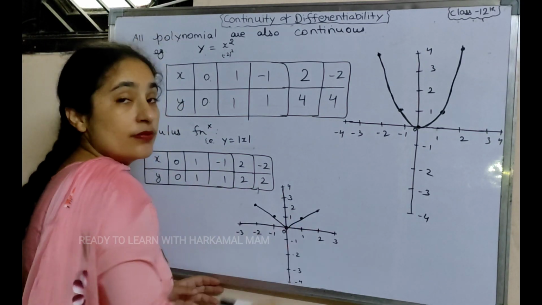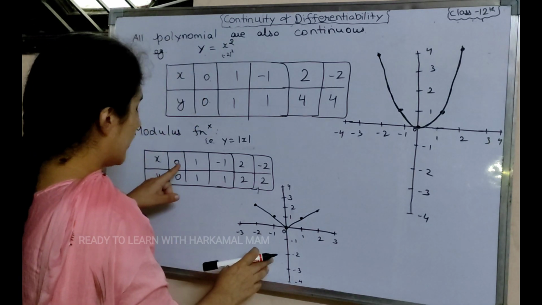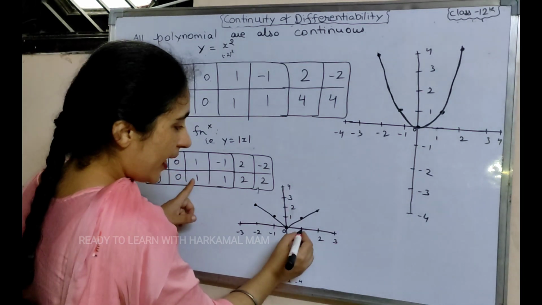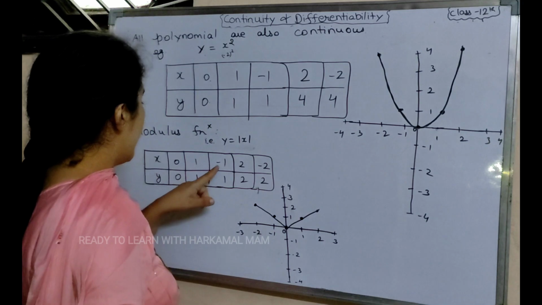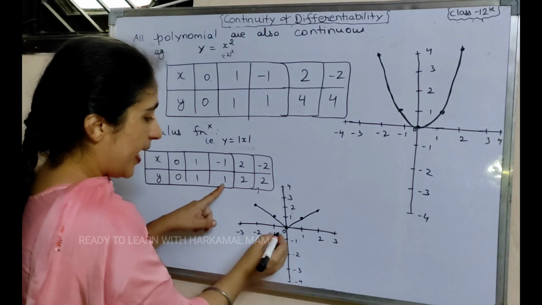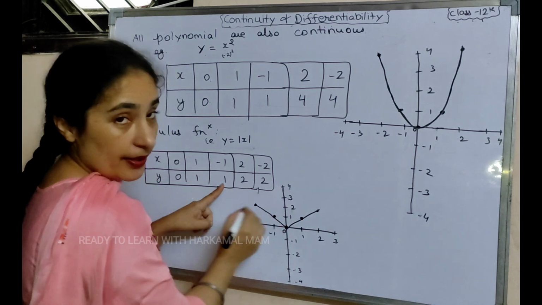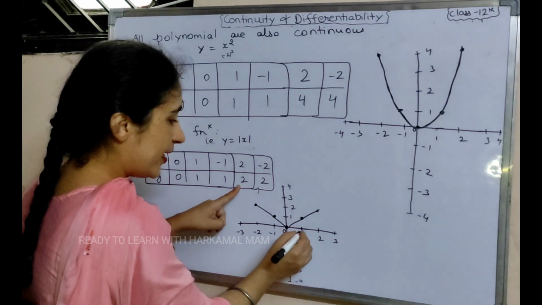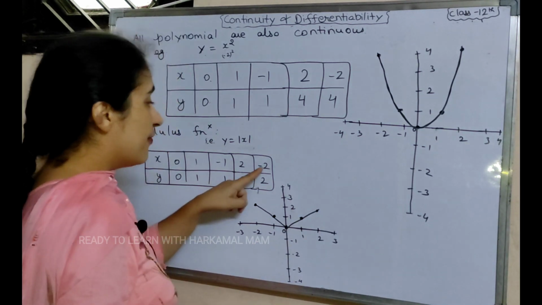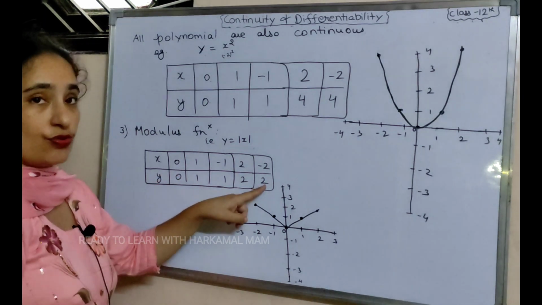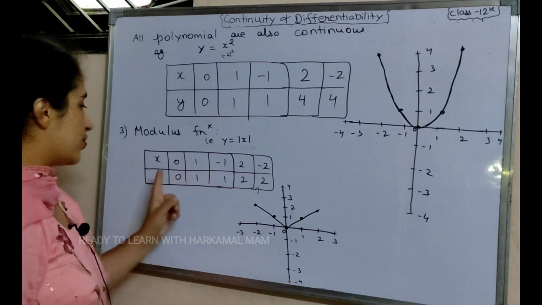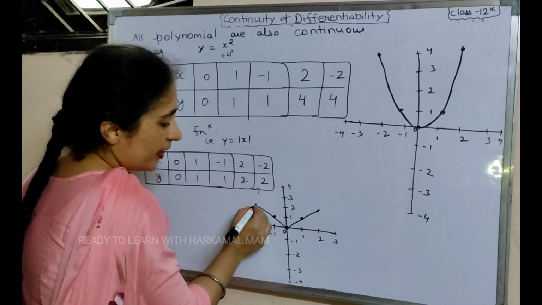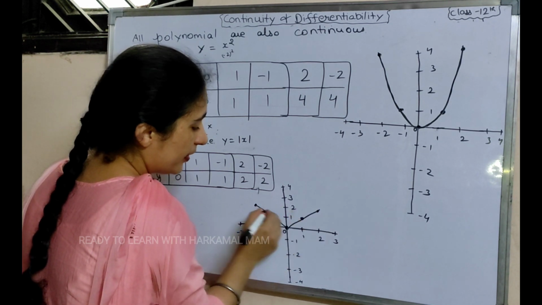When we plot this graph, when x is 0, y is 0, here is the point. When x is 1, y is 1. When x is minus 1, the value of y is 1. When x is 2, y is 2. When x is minus 2, the value of y is 2. Here is the point. So we get all these points, so let's start plotting.